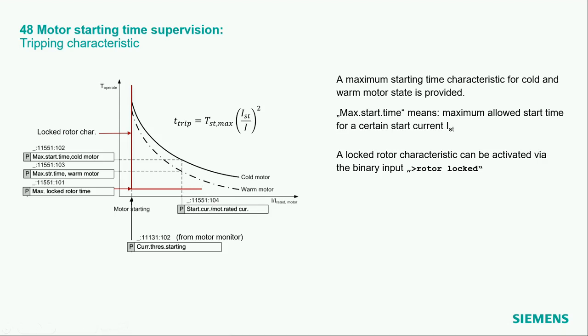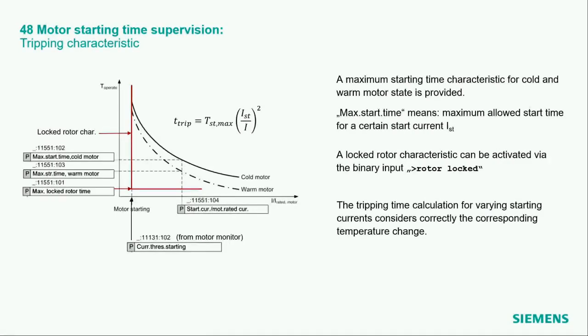This locked rotor characteristic is activated via an input, rotor locked. And if this input is there, then I can cut down the tripping time here. The idea behind this: if I know the rotor is locked, then I don't want to wait until the rotor almost starts to melt, but I can trip immediately and fix the situation.